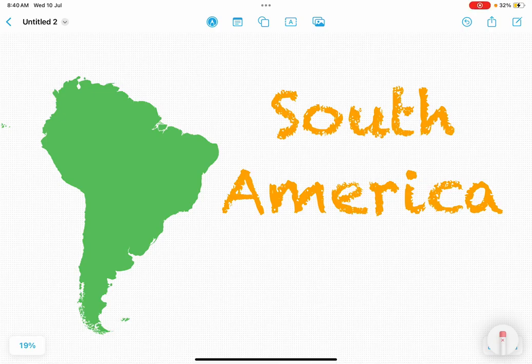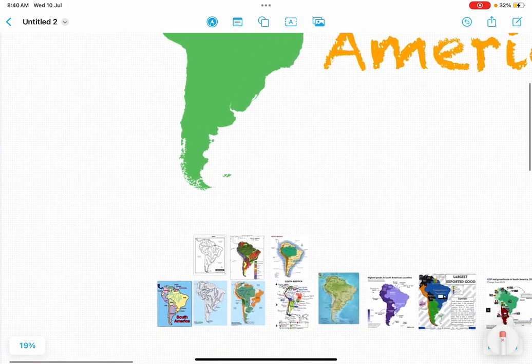Hello everybody, welcome back. We are going to do South America today and we will look at a lot of maps and understand South America a little bit better. So let's begin. The first map.